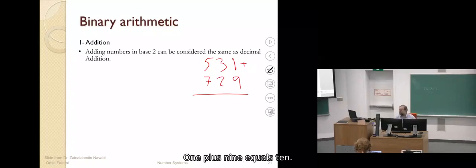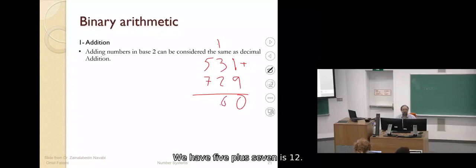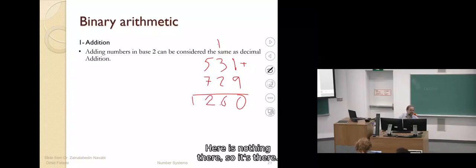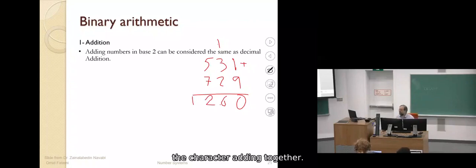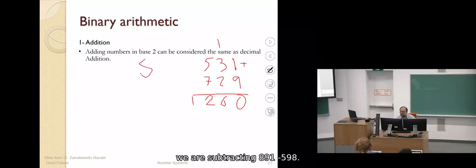1 plus 9 equals 10. So if it is 10, we put 0 here, and we have 1 as a carry for the next digit. Then we have 1 plus 3 plus 2 is 6. We have 5 plus 7 is 12. So we have 2 here, and 1 is carried over. There is nothing else there, so the result would be 1,260.